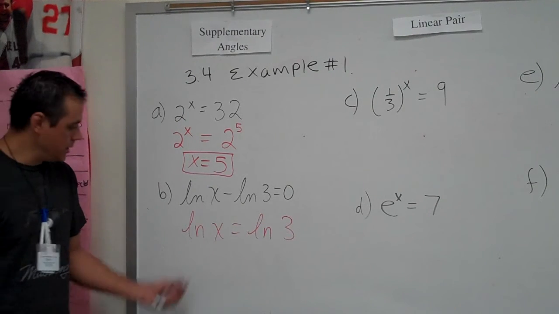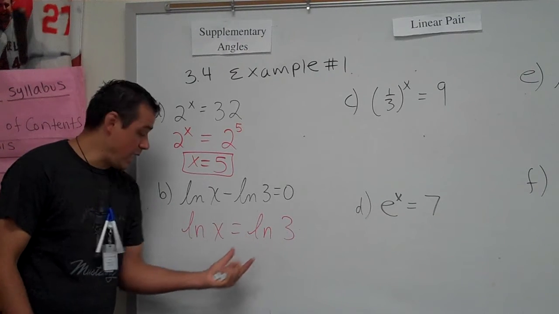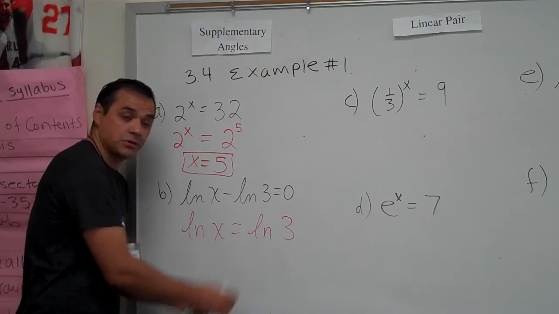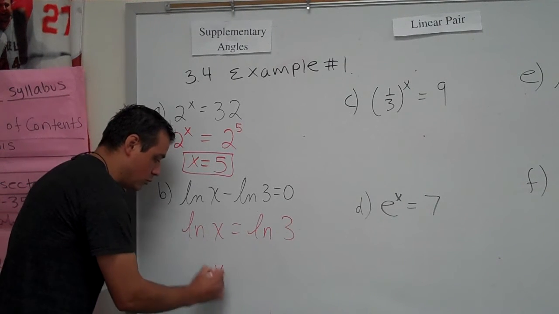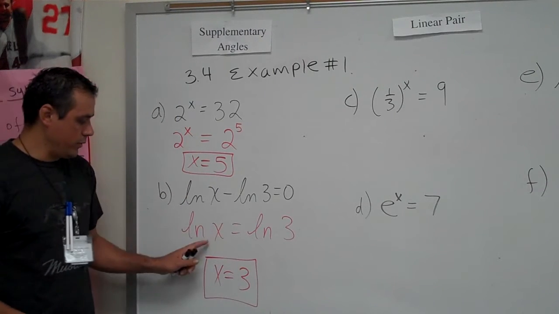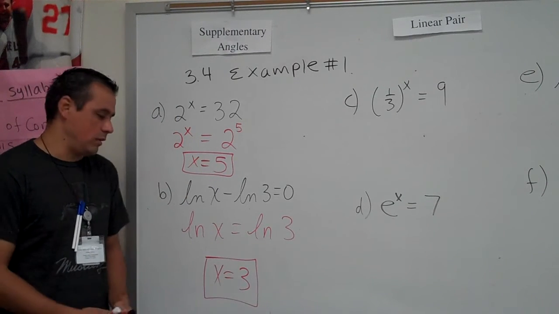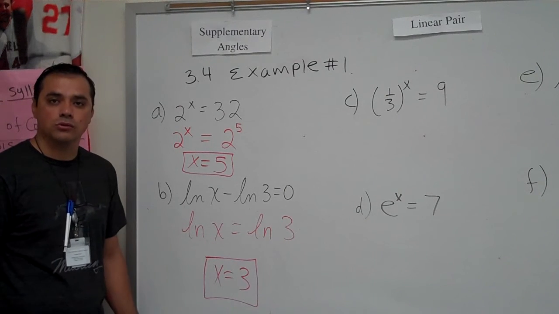Now notice, these are the same. So what happens to my natural log and my natural log? You use the one-to-one property again and you end up with x must equal 3. Now, use your common sense. You want the left side to be exactly like the right side, so obviously x is going to be 3, which is basically the one-to-one property.